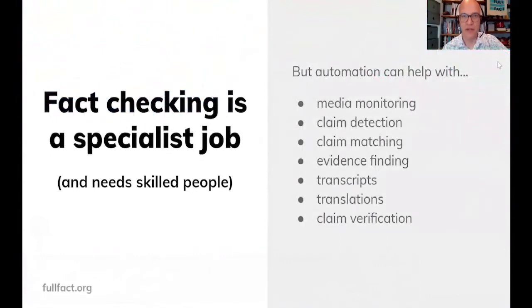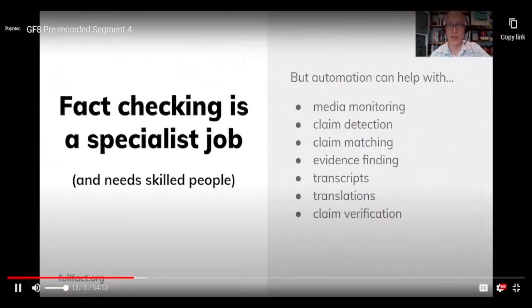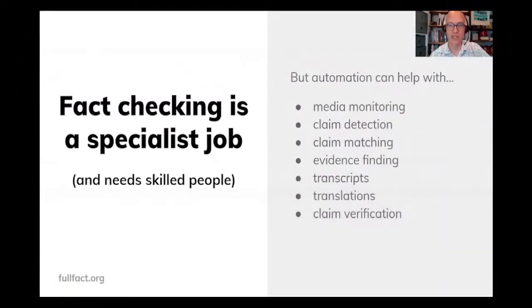Fact checking is a very specialist job. It's a form of journalism and requires skilled people. I don't believe that AI or any other software is going to replace fact checkers anytime soon. However, automation such as AI can help with a variety of tasks within fact checking, such as media monitoring and claim detection, finding things worth checking.